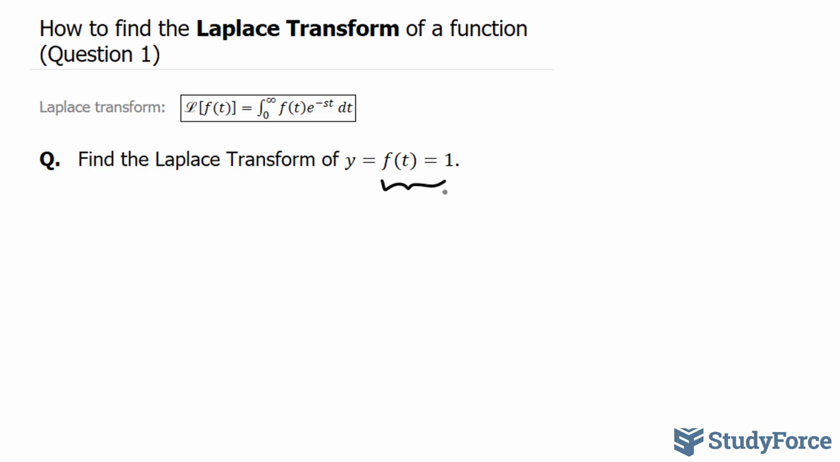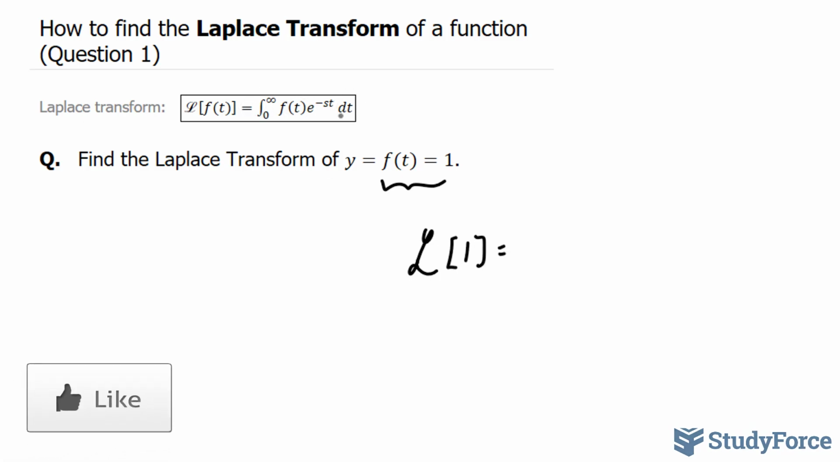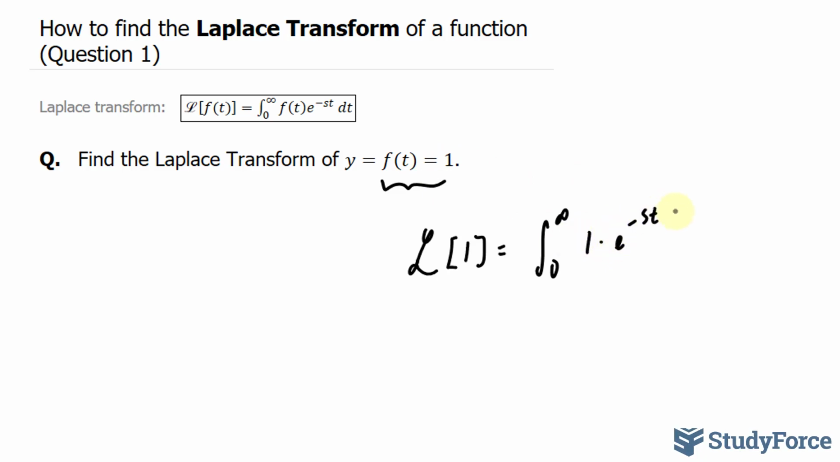What we will do is place f of t, its content, into the following, where I have capital L, which represents the Laplace transform, of 1 is equal to the expression on the right, which is the integral between 0 and positive infinity for our function 1 times e to the power of negative st dt. Let's go ahead and find out the integral on the right side.